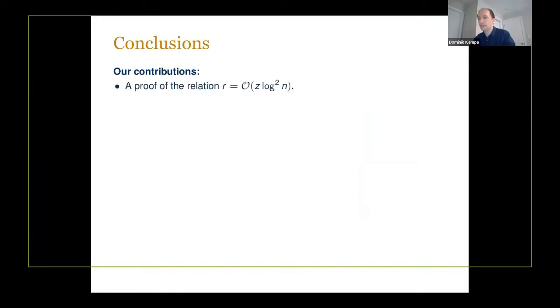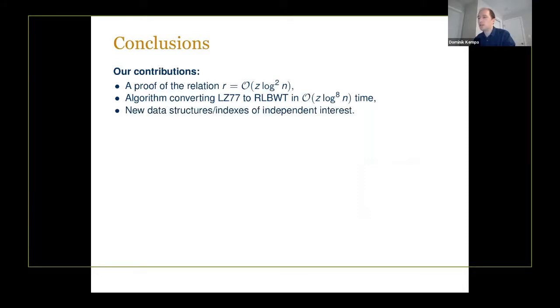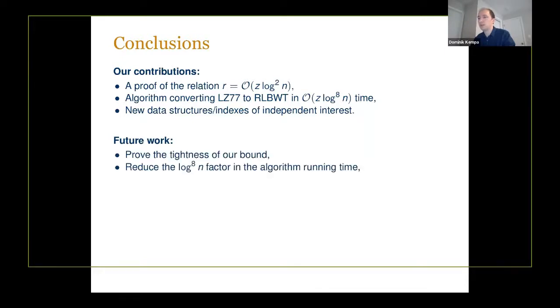We have presented a sketch of a proof that the value of r is, up to log factors, bounded by the value of z, log squared to be precise. In the paper, we also described the first algorithm able to convert between LZ77 compressed text and BWT compressed text in time that's essentially proportional to the size of compressed data. In addition to these main results, we obtained some auxiliary results that include other bounds as well as new data structures. Future work includes proving the tightness of our bound, reducing the log factor in the runtime of our algorithms, and designing practical algorithms for converting between compressed representations. And that's it. Thank you for attending my talk.